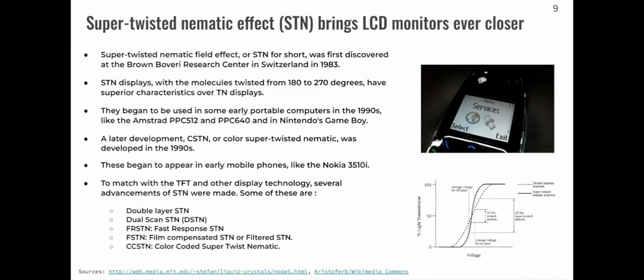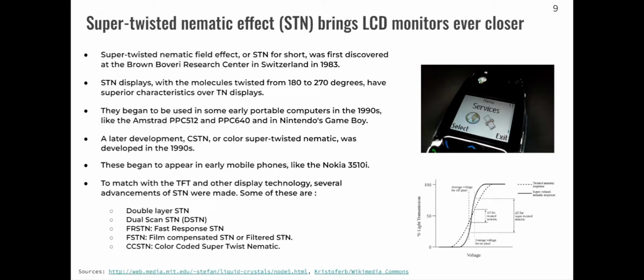So here in the picture on the top right, we have the Nokia 3510i, which used STN LCDs. And on the bottom right, we have the voltage versus transmission characteristic of STN and the standard TN.